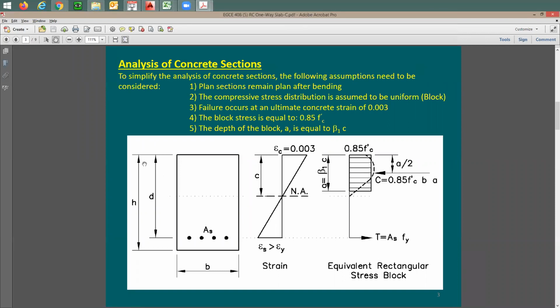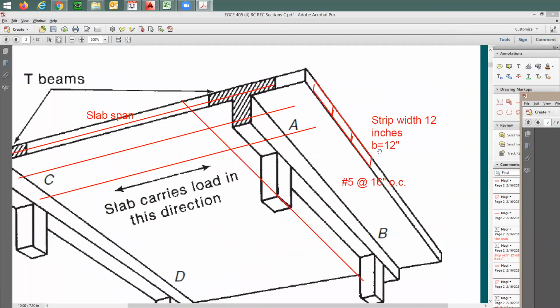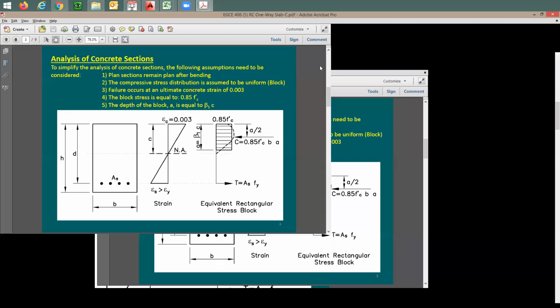Can we ever have a T section when you're doing slab design? I'm going to say no, because look at this. It is really a rectangular section. The width of it is going to be 12 inches, and the total depth, H, is going to be equal to the slab thickness. This can be maybe 6 inch, 8 inch, 12 inch, depending on your design.